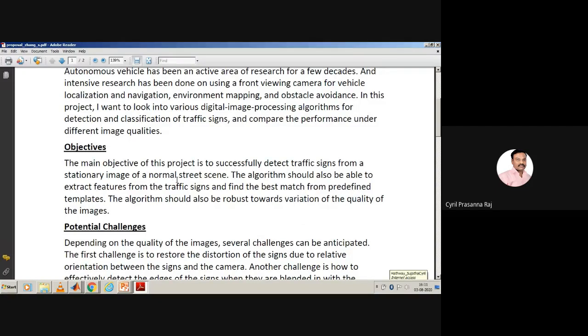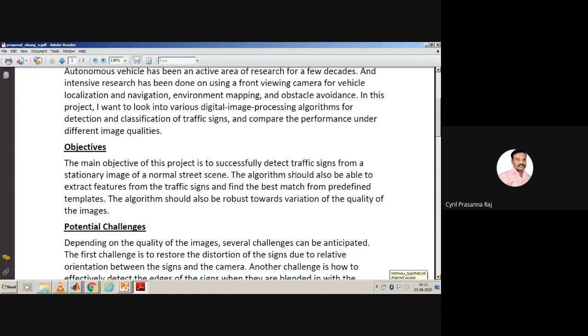Yes. So the main objective of the project is to successfully detect traffic signs from a stationary image of a normal street scene. The algorithm should also be able to extract features from the traffic signs and find the best match from the predefined templates. The algorithm should also be robust towards variation of the quality of the image. So this is where our DWT plays an important role, and I want you to understand how this quality can be improved by using DWT.